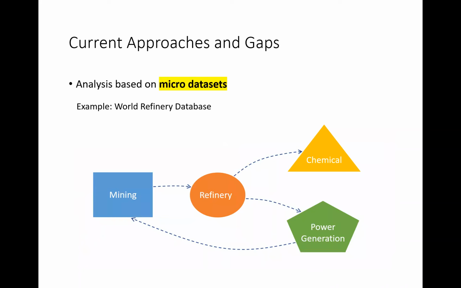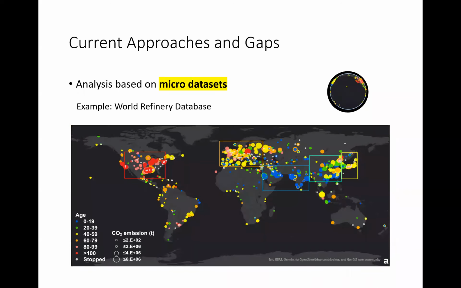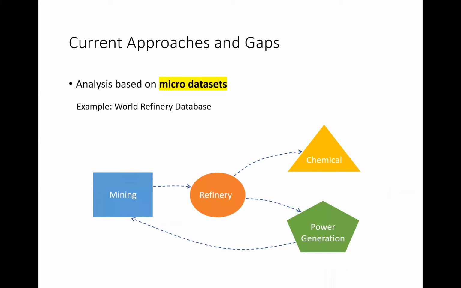It's good, but this type of assessment model is called a bottom-up assessment, and it has a problem. When we calculate something about the refinery database, for example, we do not consider its supply chain, its upstream or downstream supply chain.